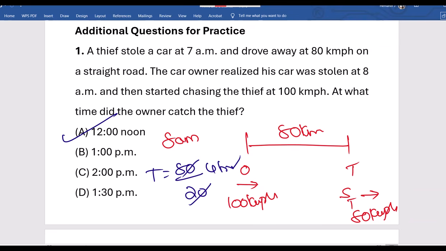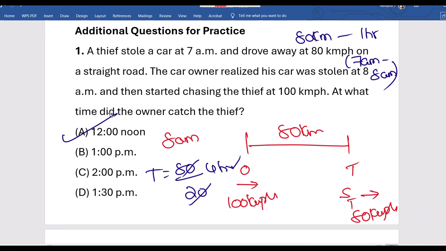How did you get that 80, sir? How did you get 80 kilometers? The thief's speed is 80 kilometers in 1 hour, from 7 a.m. to 8 a.m. In that 1 hour gap, the thief travels 80 kilometers. Now the owner should overcome that, so the owner's speed should be more. Every hour he travels 20 extra. In 4 hours that 80 will be covered. Then the owner can reach the thief. Right? So this is the scenario.